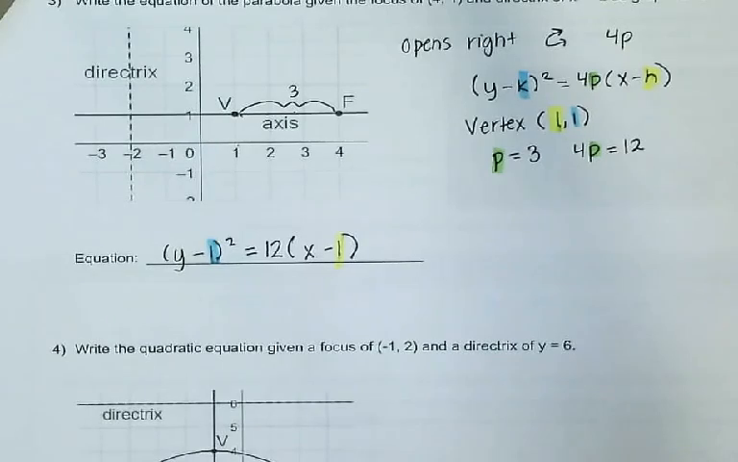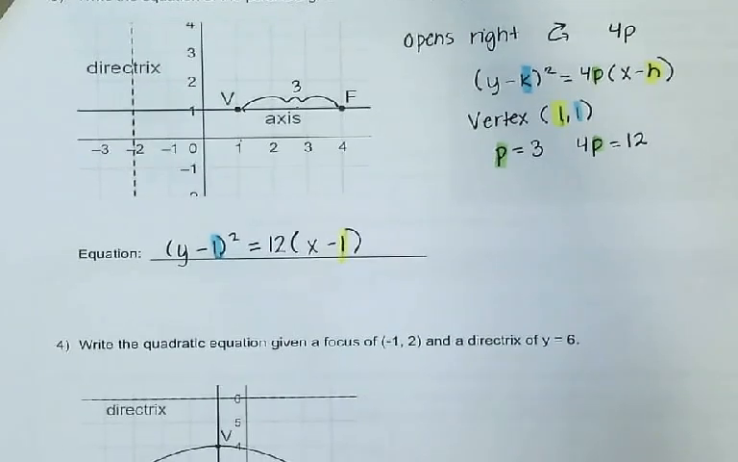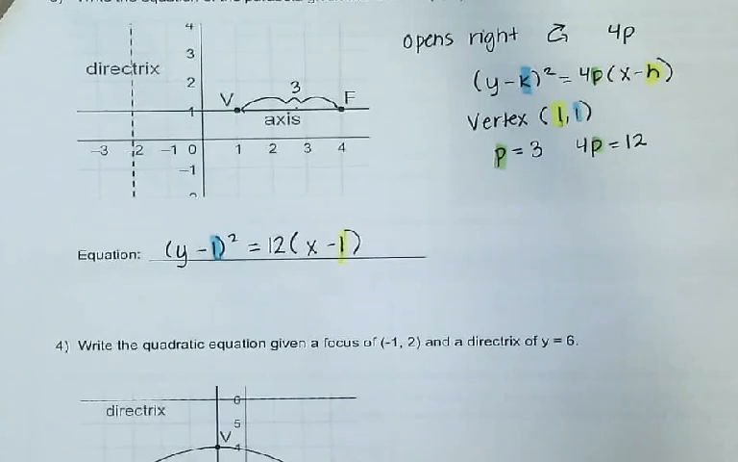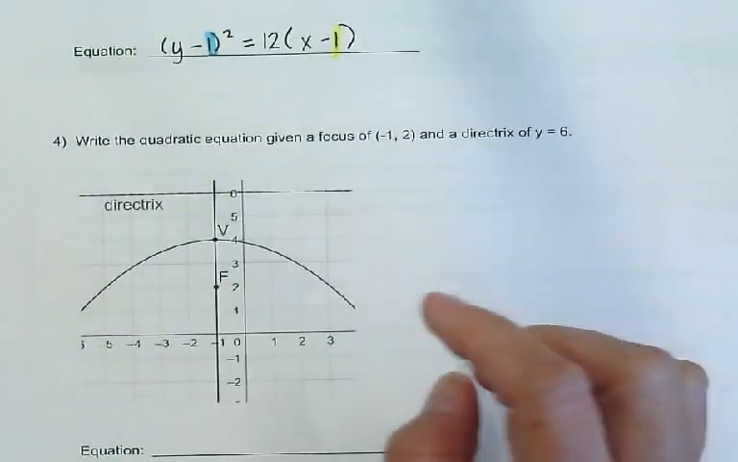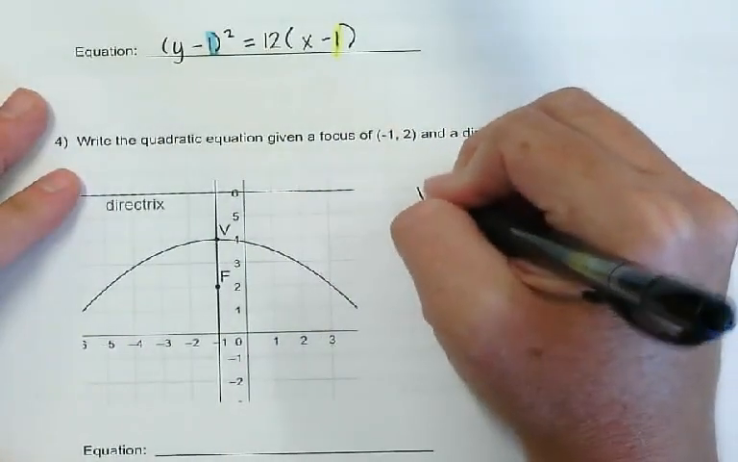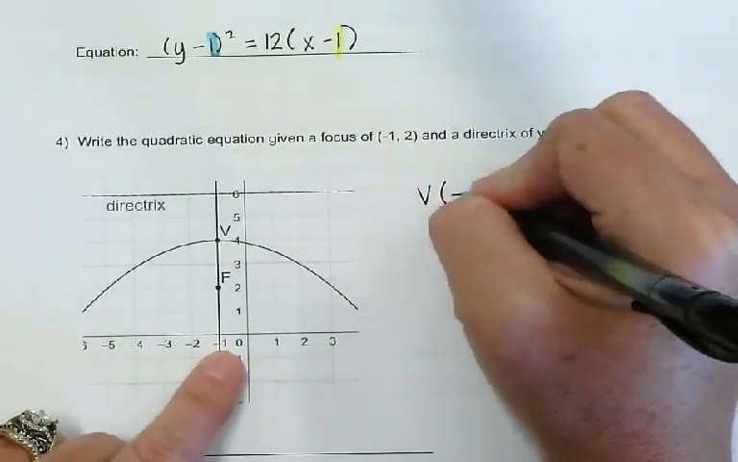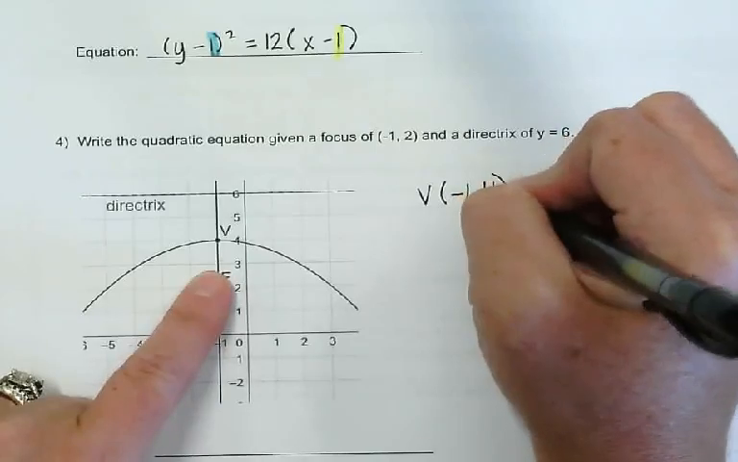Any questions? All right, number 4. Write the equation given a focus of negative 1, 2, and a directrix of y equal to 6. So it's already plotted. I have my vertex, which is at negative 1, 4.